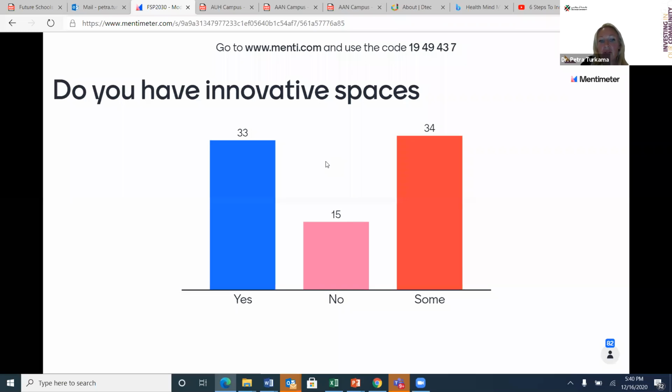But I think we're in a pretty good space here if we're looking at innovative spaces. Most said some or yes. So the space might not be the barrier, and maybe then we can see how to best use those spaces. Is it for all the teaching or only for extracurricular activity? And maybe how to expand the use of these spaces further to different subjects.